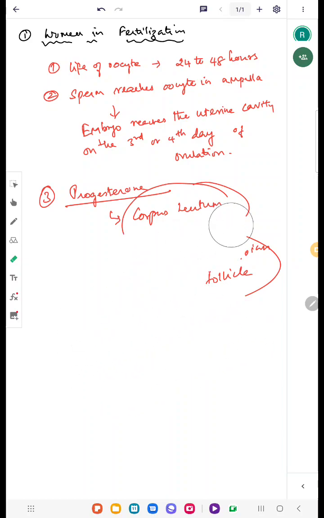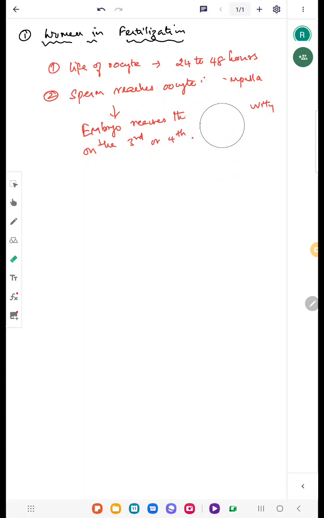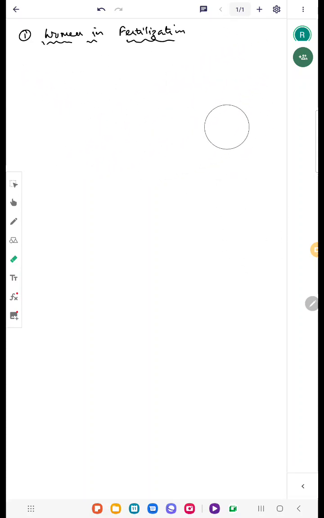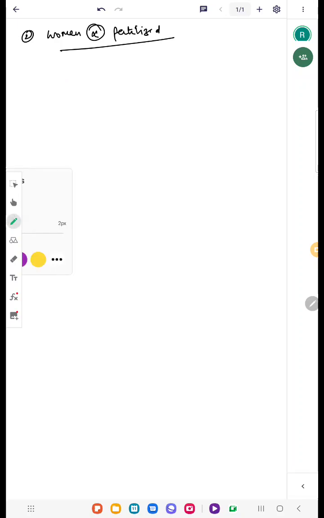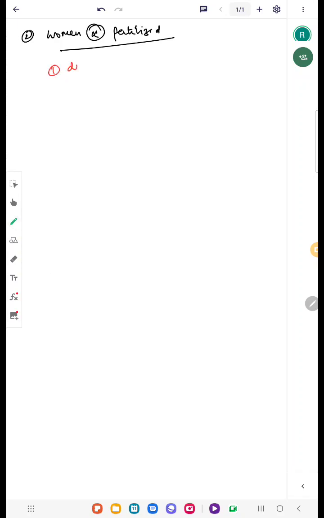The second condition is where the woman does not get pregnant. We'll speak about the changes that happen when the woman is not fertilized. When the woman is not fertilized, the oocyte dies in 24 to 48 hours.